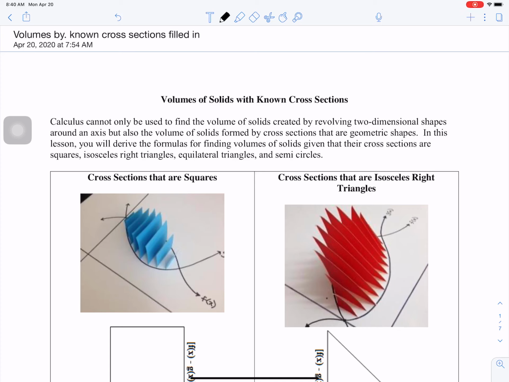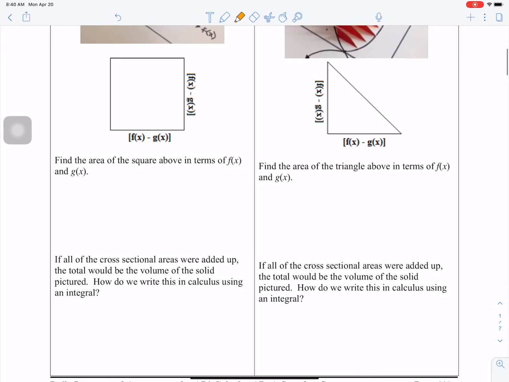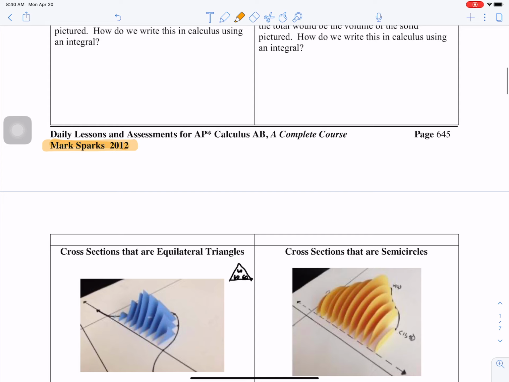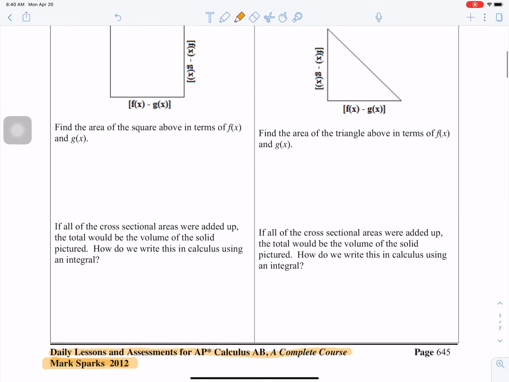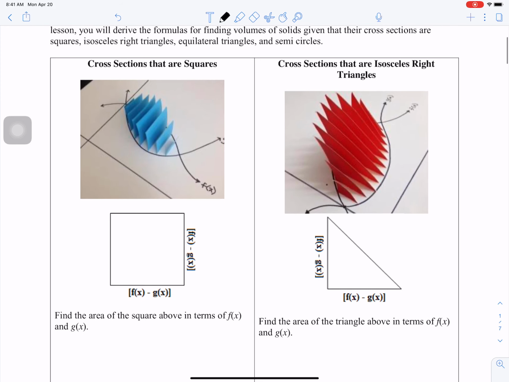So we're going to work out the solutions to this lesson that was posted on D2L. It's relating to the lesson on volumes of solids with known cross-sections. First, I just want to mention that this was from Mark Sparks' daily lessons and assessment off his website. I thought it was a really good one to use, so we're just going to follow his lead here and go through this task.